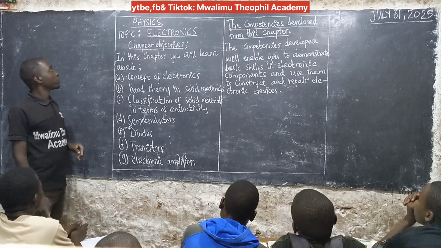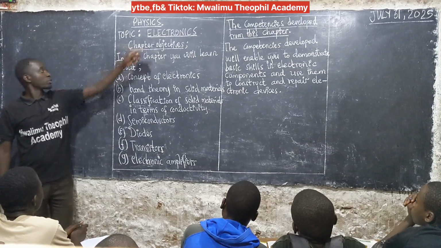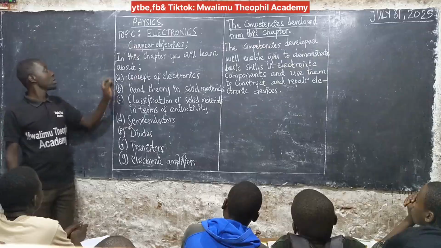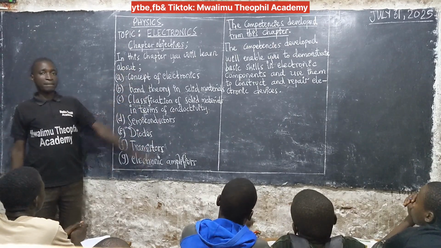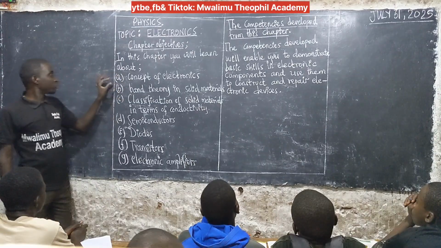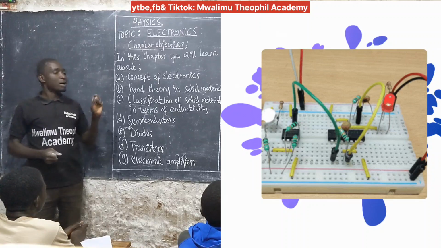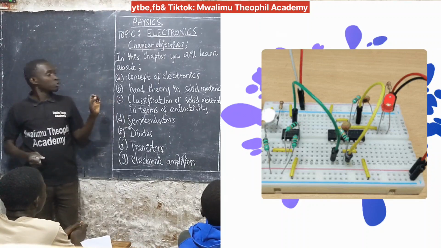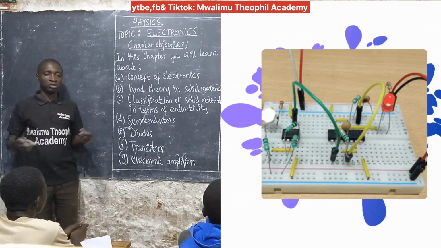Today we are going to deal with the physics subject, particularly the topic of electronics, as you see. We have the chapter objectives, as well as the competencies to be developed from the chapter on electronics. Chapter objective A is the concept of electronics, meaning that by the end of this chapter, you should be able to explain the meaning of electronics and so on.